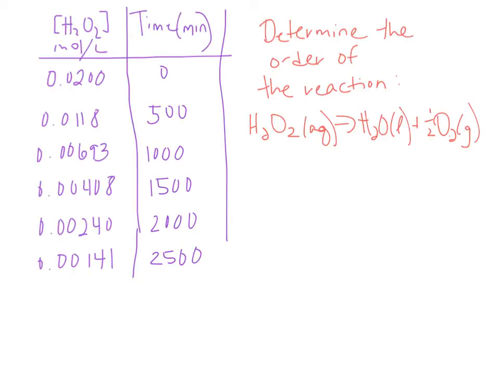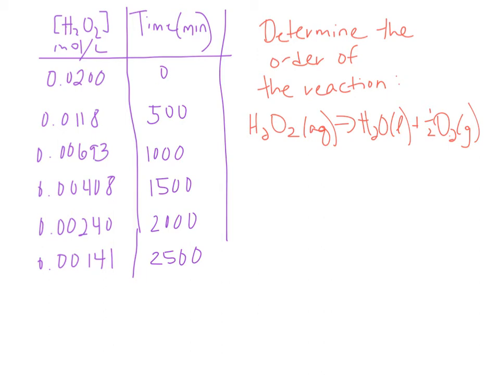So here we have some data for the reaction. The decomposition of hydrogen peroxide, H2O2, decomposes into water plus oxygen. Data has been collected for the concentration of hydrogen peroxide. You see it decreases as the reaction goes on because it's decomposing, over time.